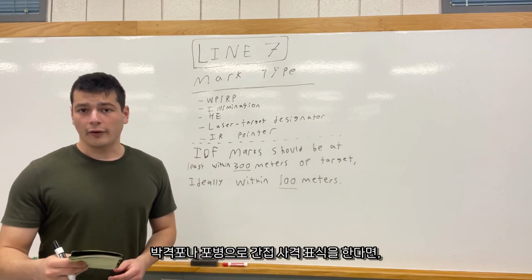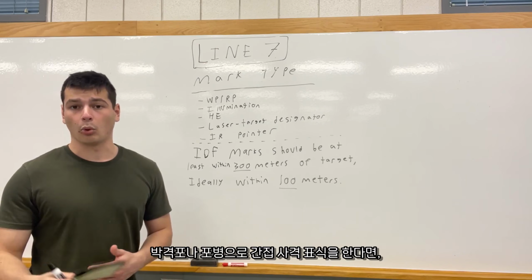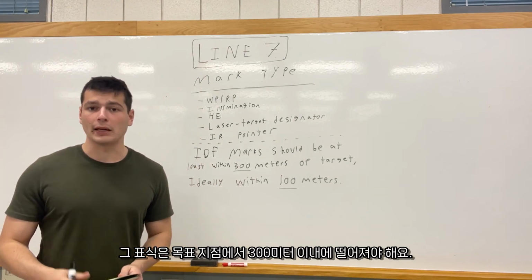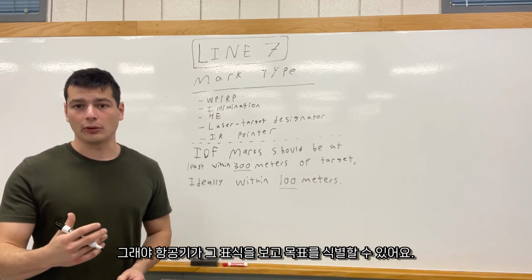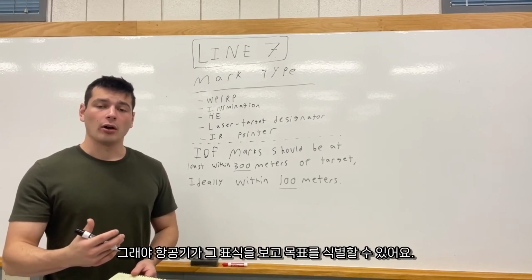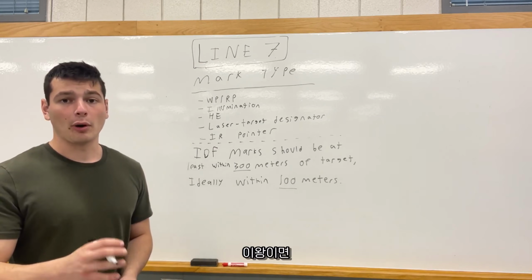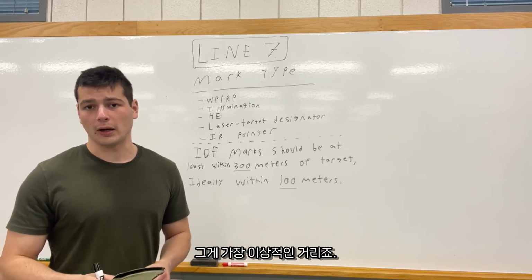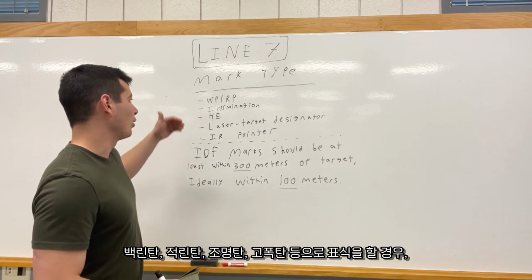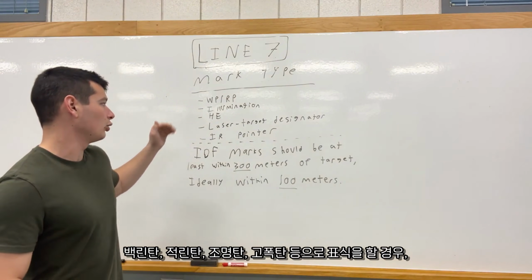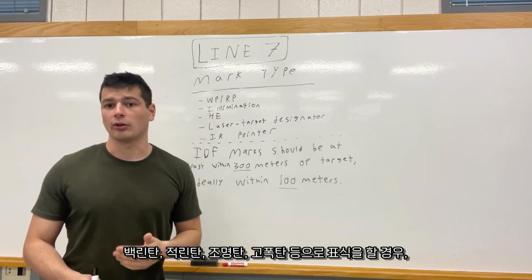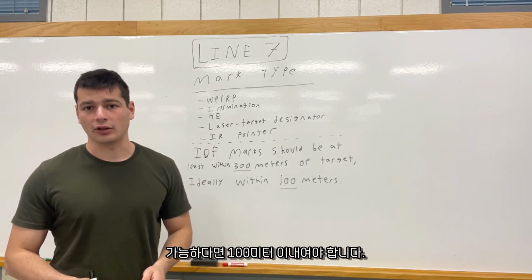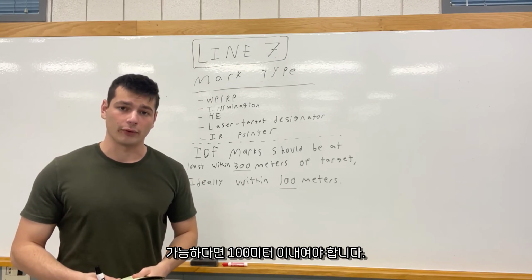Now, if you're using indirect fire as a means to mark your target, meaning mortars or artillery, your marks should be at least within 300 meters of the target, meaning those rounds need to be landing within 300 meters of the target in order for them to be considered close enough for the aircrew to be able to visually acquire the target. However, ideally, your marks are within 100 meters of the target. That's really the golden sweet spot that we're looking for. So again, if we're talking about white phosphorus or red phosphorus, illumination, or HE, which is what you would be using something like mortars for in order to mark the target, they need to be within 300 meters of the target's location, and ideally within 100 meters of the target's location.